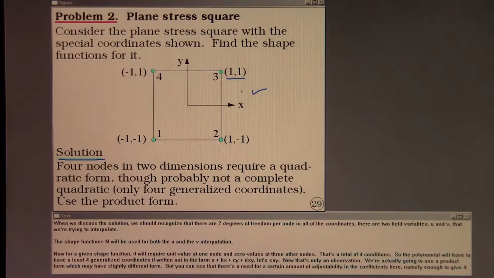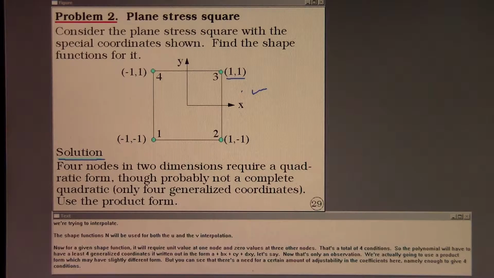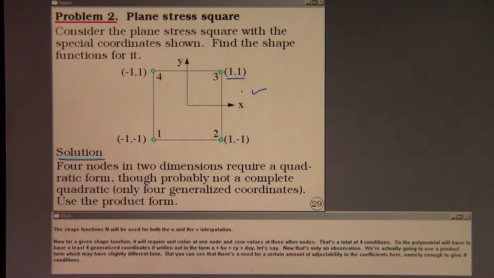So the polynomial will have to have at least 4 generalized coordinates if written out in the form a plus bx plus cy plus dxy, let's say. Now, that's only an observation. We're actually going to use a product form which may have slightly different form, but you can see that there's a need for a certain amount of adjustability in the coefficients here, namely enough to give 4 conditions.